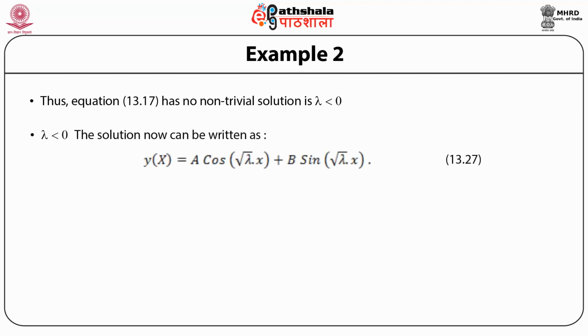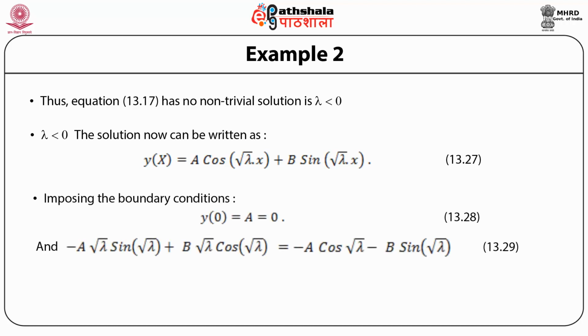For lambda greater than 0, the solution can now be written as y of x is equal to a cosine of root lambda x plus b sine root lambda x. Now we impose the boundary condition that at x is equal to 0, y of 0 is equal to 0. So sine 0 is equal to 0, therefore a is equal to 0. And the second boundary condition, on the derivatives, says minus a root lambda sine root lambda plus b times root lambda cosine root lambda is equal to minus a cosine root lambda minus b sine root lambda.